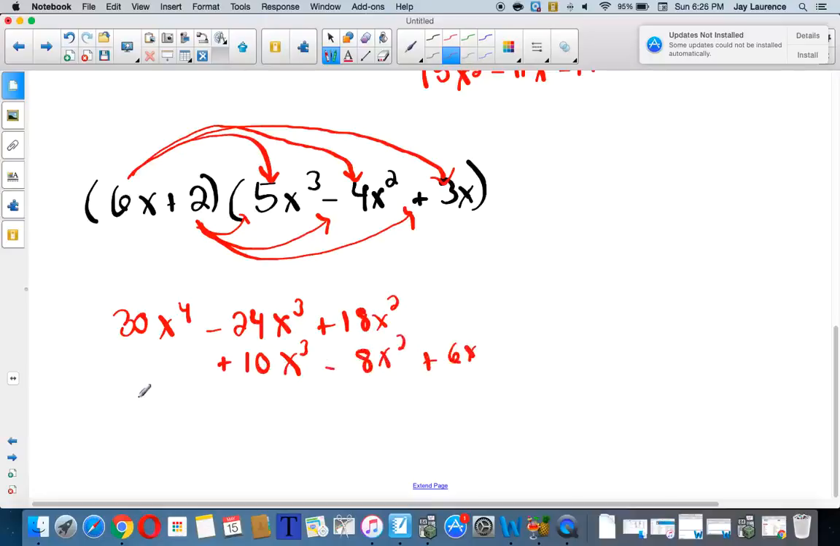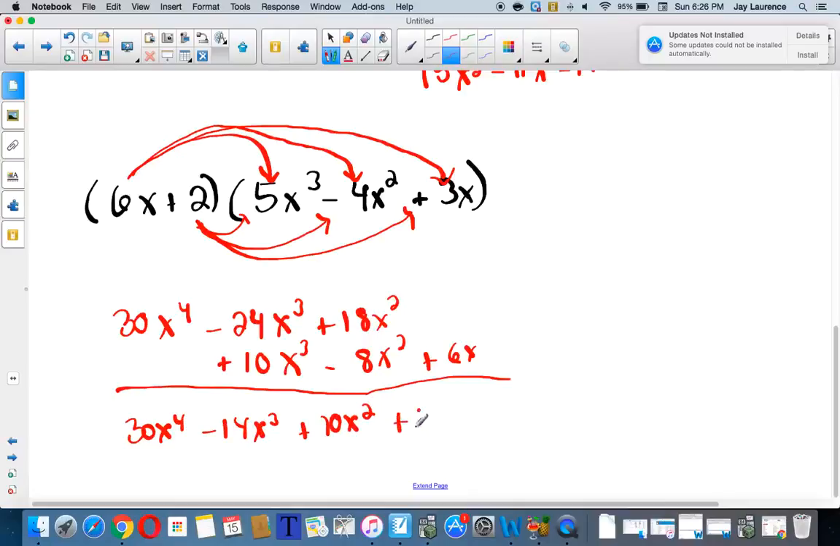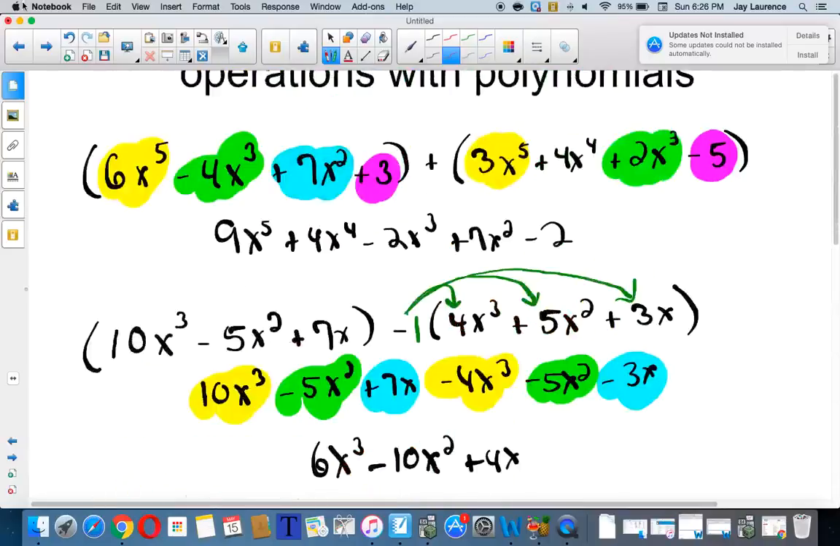And again, I don't need a highlighter when I do it this way. I can just line them up vertically and combine like terms. So 30x to the 4th. How many x cubes will I have? Well, negative 14x cubes. I'll have positive 10x squareds and a 6x. All right, that's it for operations.